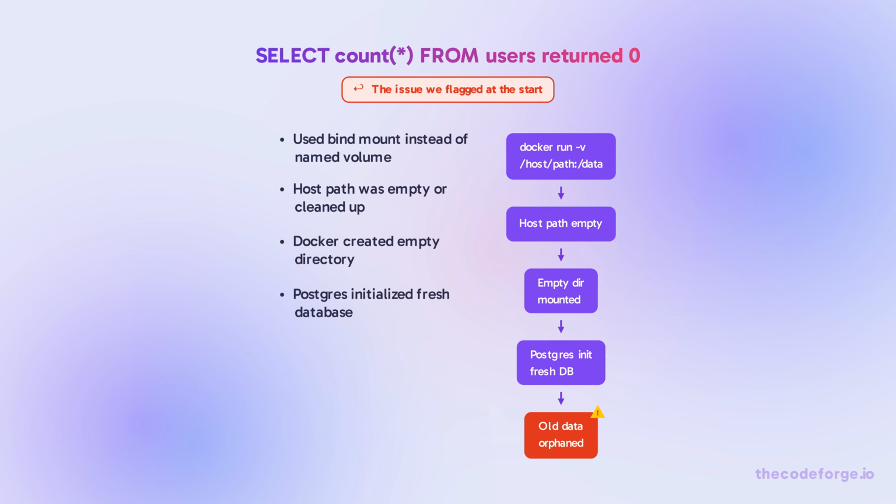This is the same issue we highlighted at the start. Here's exactly why that happened. The developer used a bind mount, -v /host/path:/var/lib/postgresql/data, instead of a named volume. The host path was empty, maybe it was cleaned up or never existed. Docker created an empty directory, Postgres initialized a fresh database, and the old data was orphaned on the host but no longer mounted. The container saw an empty directory.